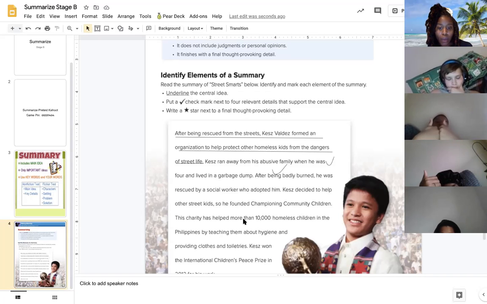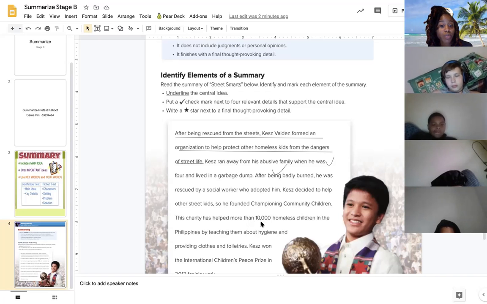Why do you think this is relevant, Quentin? Why is this a relevant detail? Because he started the company and helped the kids. And what is it telling us more about? Him helping people, which we read in the first sentence. Kez Valdez formed an organization. Doesn't this sentence tell us what kind of organization it is? Yeah.